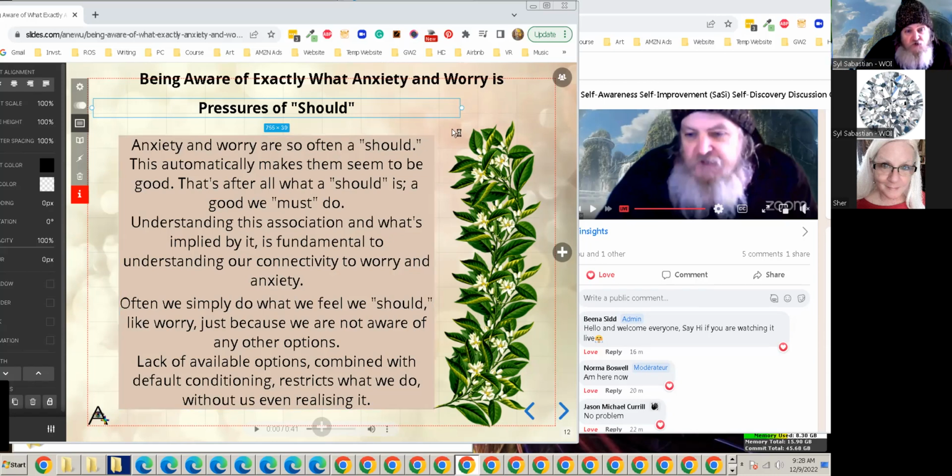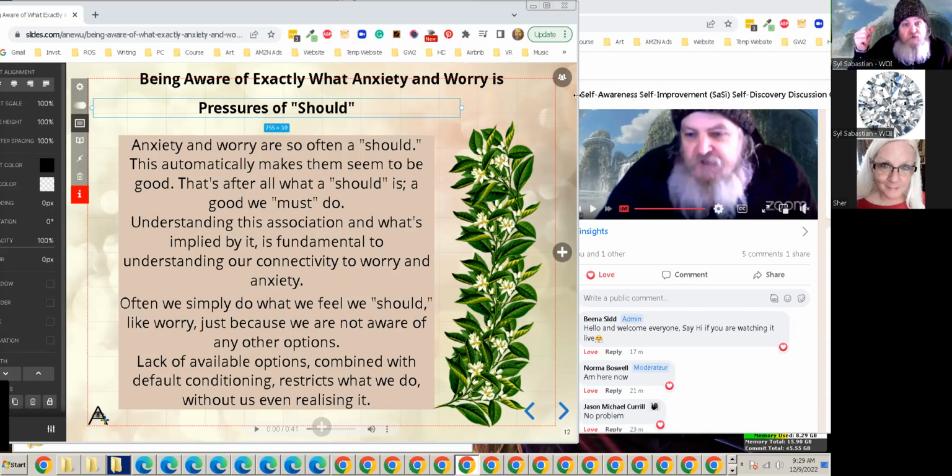But let's come back to this pressure of should, right? Anxiety and worry are so often a should. This automatically makes them seem to be a good. And here we come to the danger of a should. When we believe we should do something, it's automatically associated with being good. Right? Well, that's what should means. If you should do something, you should do it. Why? Because it's good. But unfortunately, should has become corrupted. And also should gets misapplied. Like I should be worried and anxious about stuff to show that I'm caring.